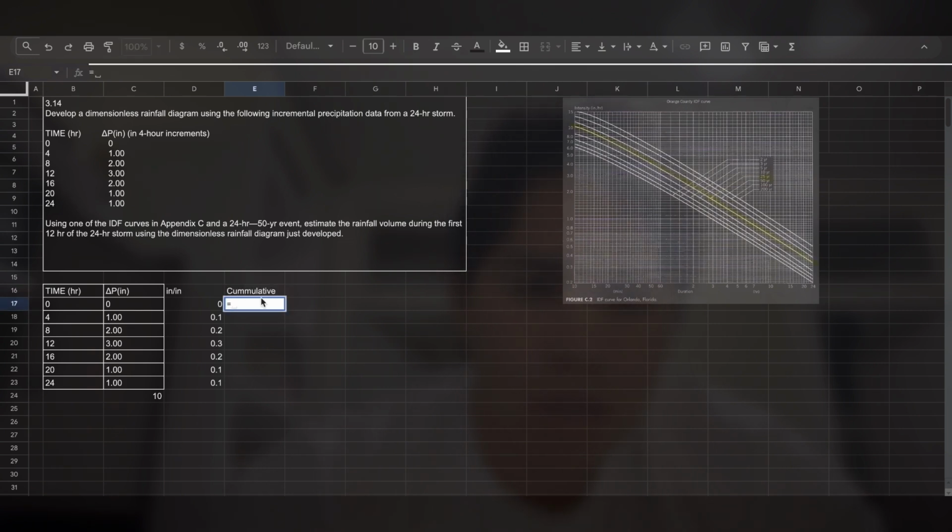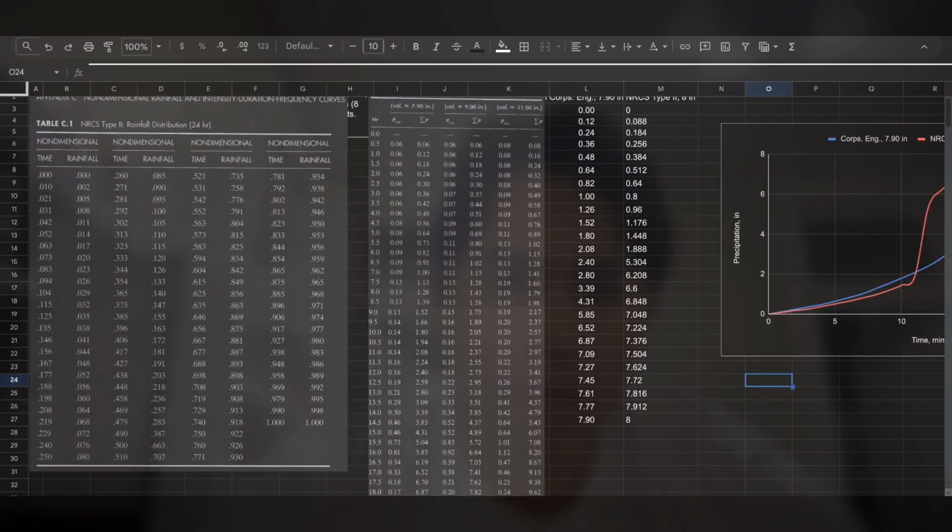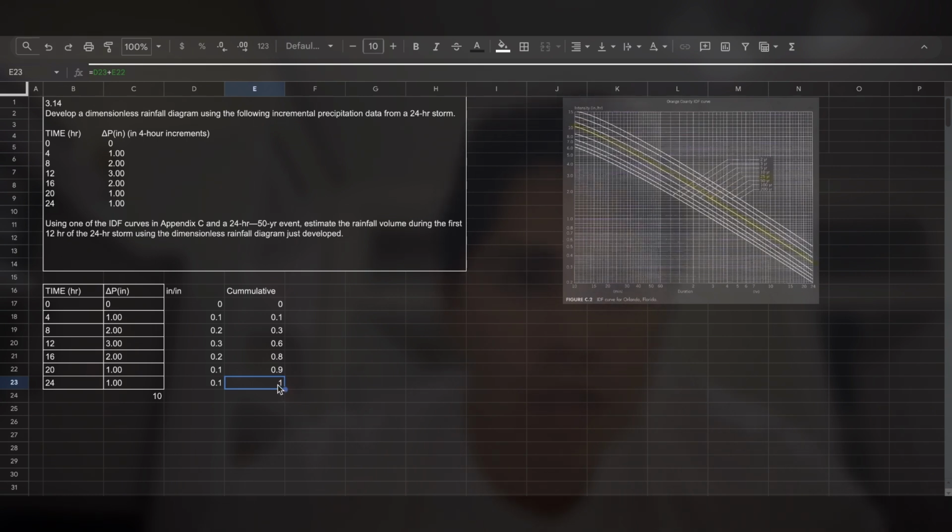Cumulative will be equal to this 0, and this one will be equal to this plus the value here. And now we can drag it. As you can see, our last value is 1. This is good because now we have it in the same form as our previous exercise. Whatever precipitation we got here, if we know the total precipitation was 10 inches and we multiply it by 1, we get 10 inches at the end of our storm. This way we know how much precipitation we got every 4 hours as it accumulates until the end of the storm.